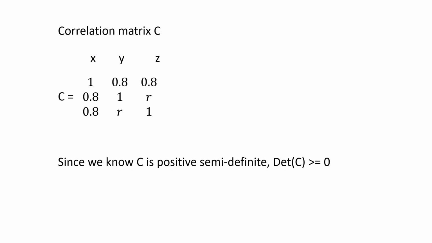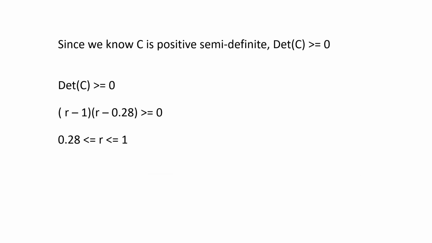Now we know that the correlation matrix is positive semi-definite, and one of the properties of a positive semi-definite matrix is that the determinant is greater than or equal to 0. So we'll use this property to find the range of R. Solving for the determinant of the matrix C, we get (R minus 1) times (R minus 0.28). This is greater than or equal to 0, and this gives us the range of the correlation R between 0.28 and 1. So this is the final answer to the problem.